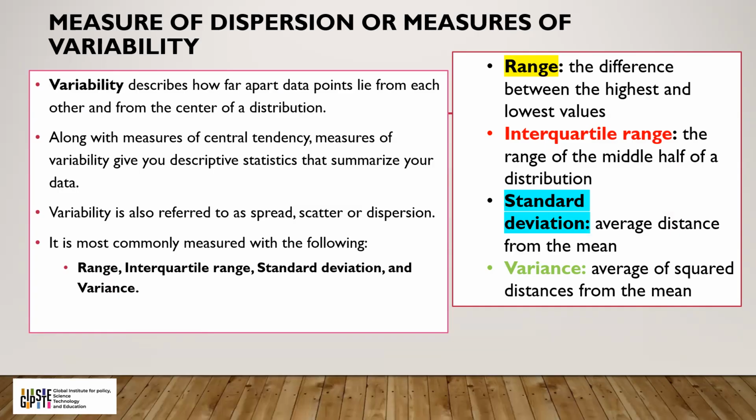Now the interquartile range: the range of the middle half of the distribution. We also have the standard deviation. Standard deviation is the average distance from the mean. Then we have the variance. The variance is the average of the squared distance from the mean. So you have to take note of that.